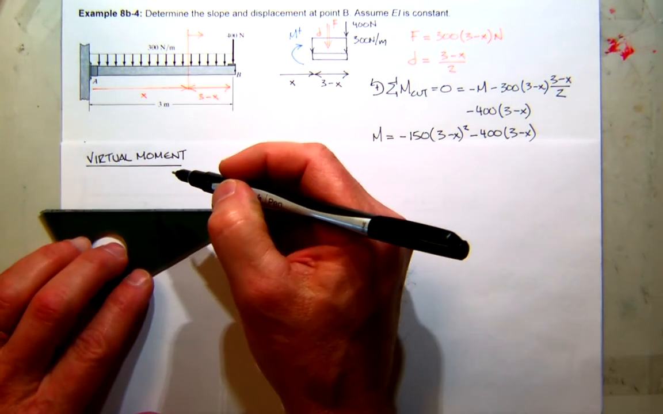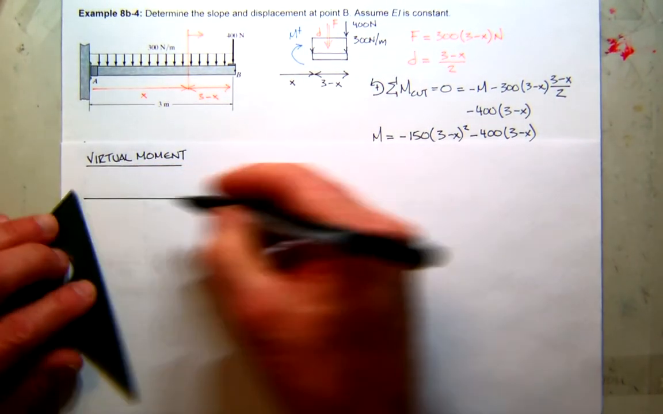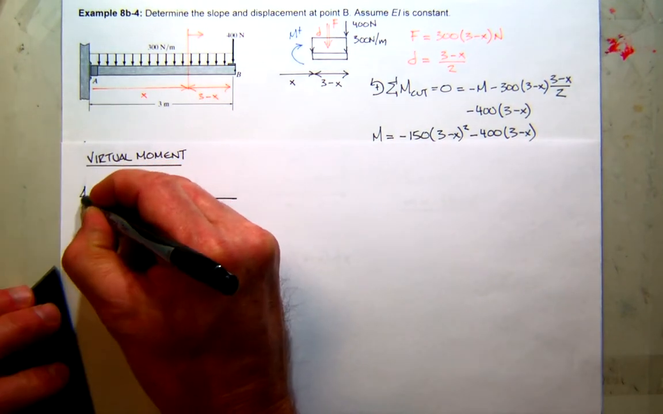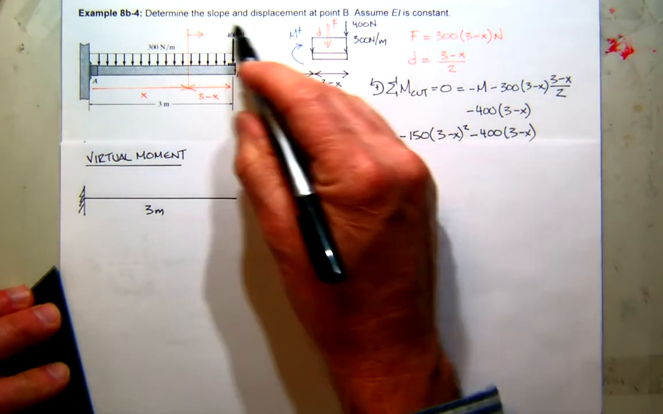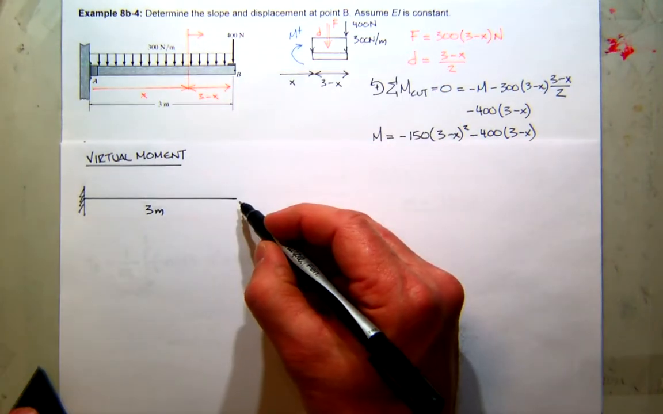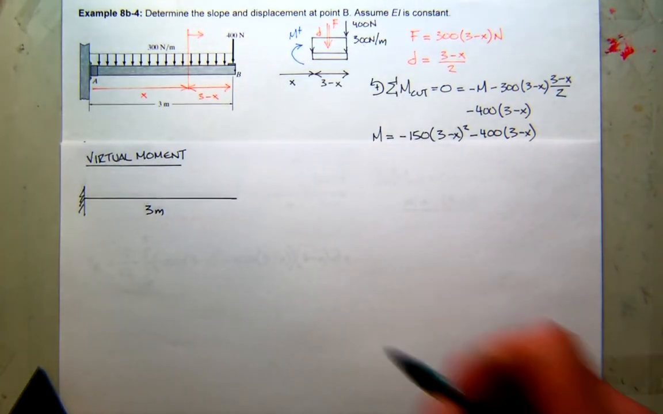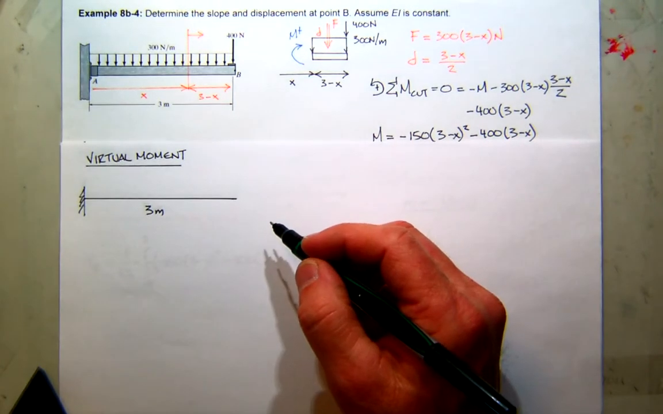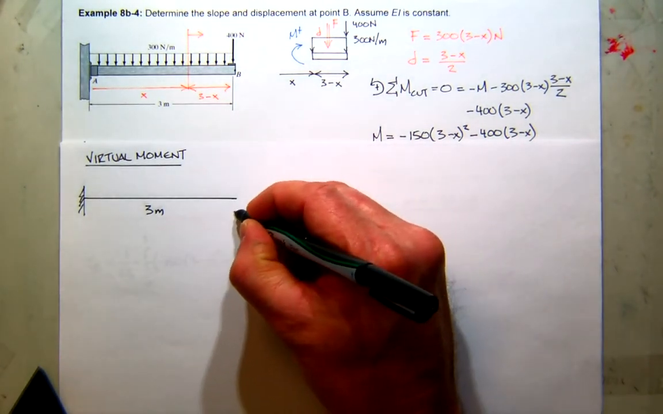So in that case, we have the same geometry as before, a cantilever beam. I want the slope at B. Here's point B. So I'm going to now apply a virtual couple to the end of the beam, and I'm going to apply it in this direction.